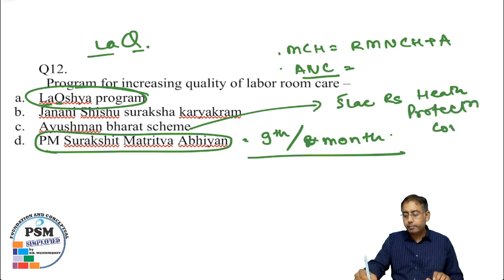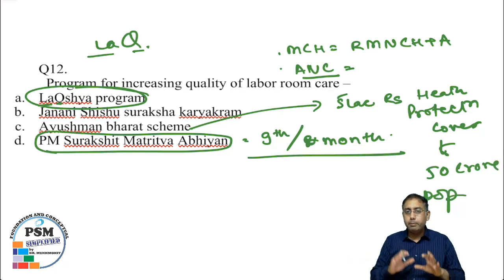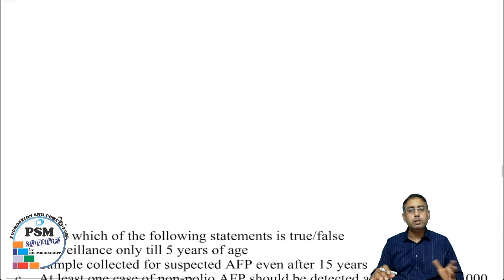Health protection cover to 50 crore population for any disease, primary, secondary and tertiary healthcare. All cancers, cardiovascular disease, everything included. So the answer to this is Lakshya.